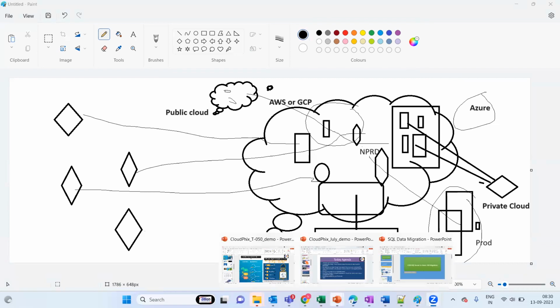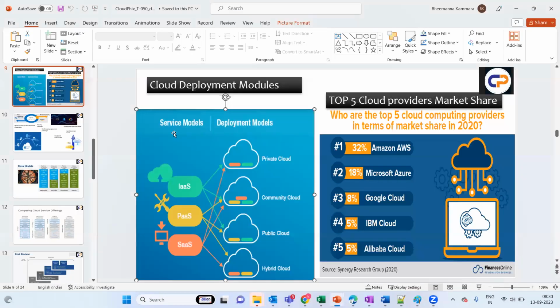So what we are discussing at this moment is the service models and the deployment models. Service models are infrastructure as a service, platform as a service, and software as a service. And deployment models are private cloud, community cloud, public cloud, and hybrid cloud. All right. Any questions here?